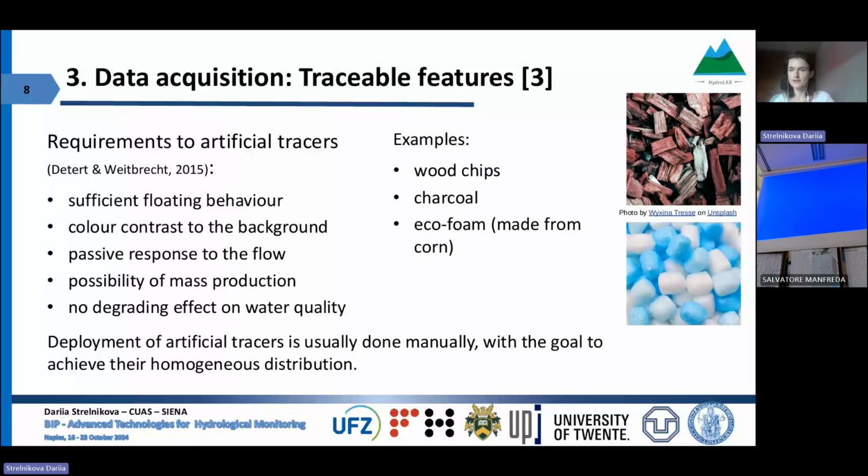Oh, I see the screen has gotten blue for some reason. And now it's back again.